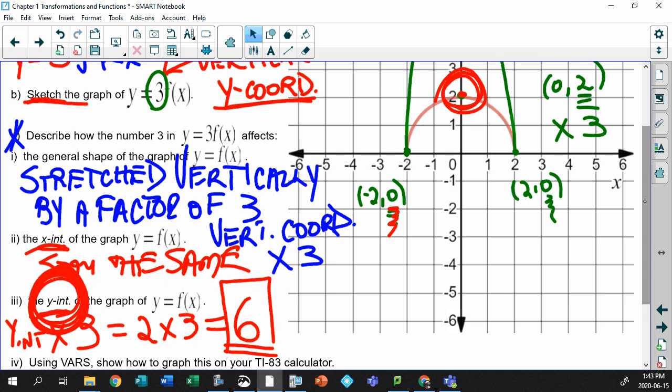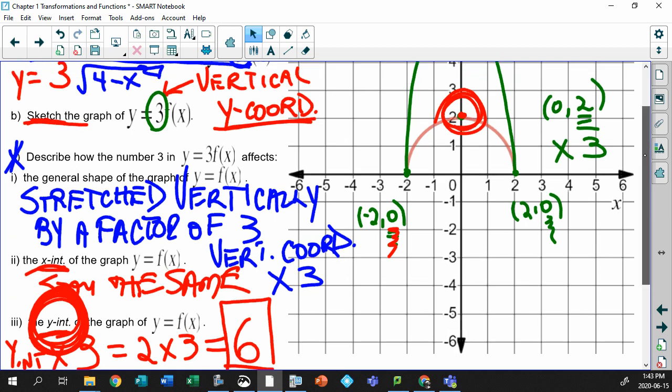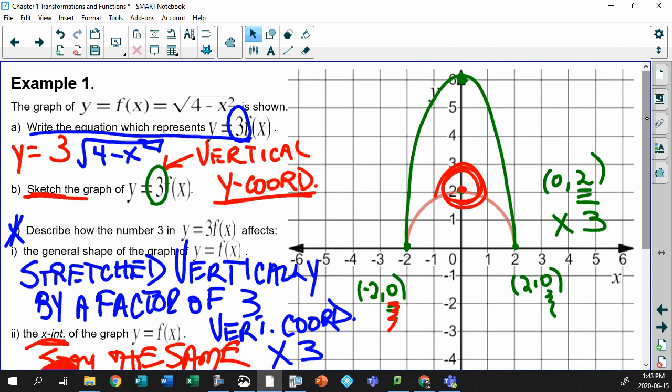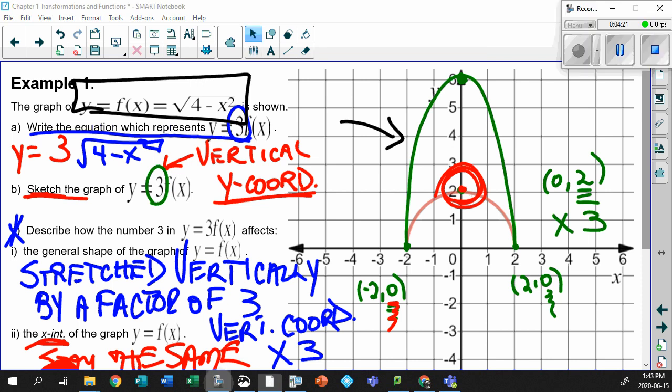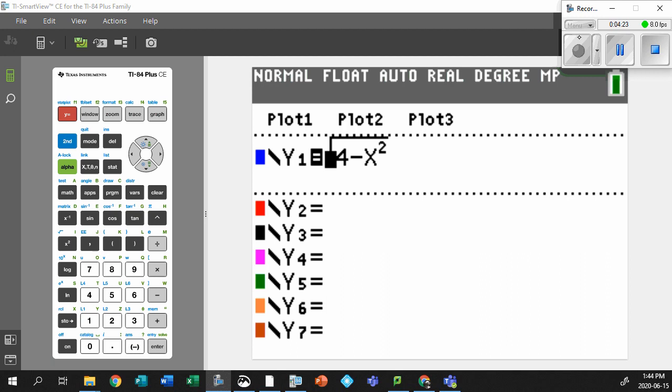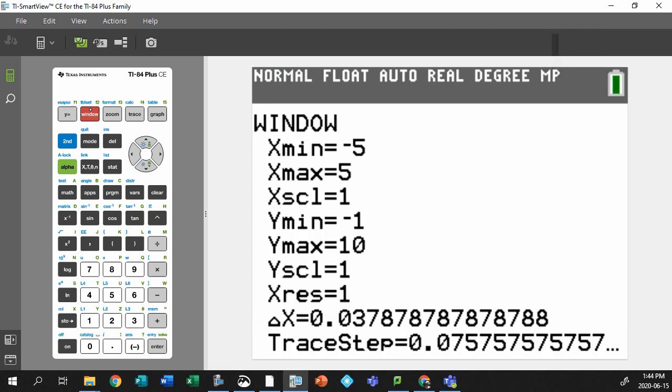Now, can I show you how to do this using VARS on the calculator? Of course I can. What I need to do is write down what the original equation was. The original equation was this guy right back here. Let's use VARS to actually prove that the graph is going to look like this monster here. So let's go set that up right now. I've put the square root of 4 minus x squared in there. I've also changed the window around a little bit, because I know what the graph is going to typically look like.